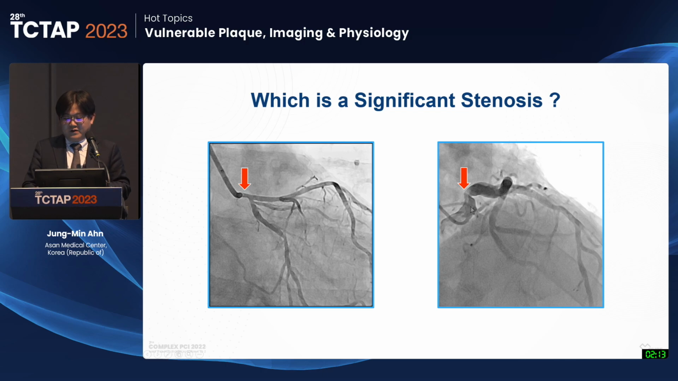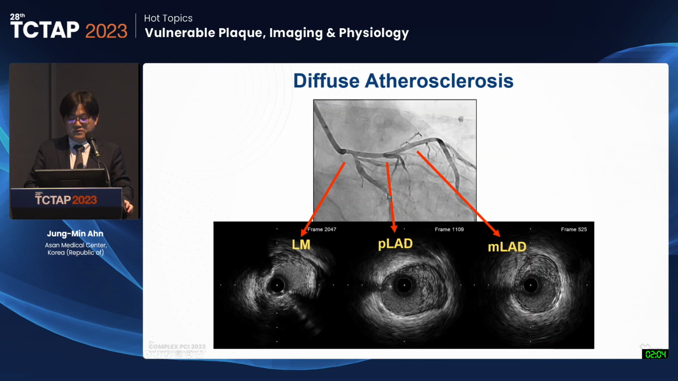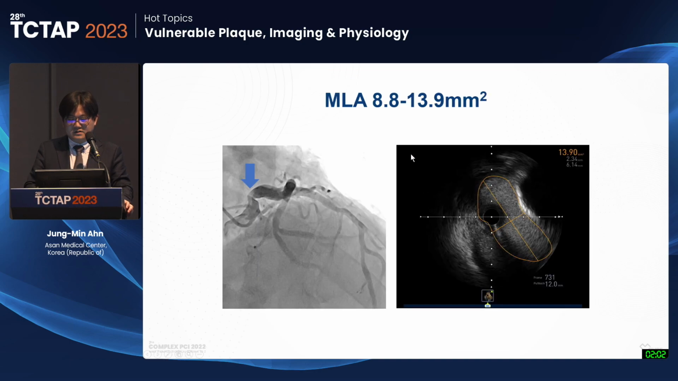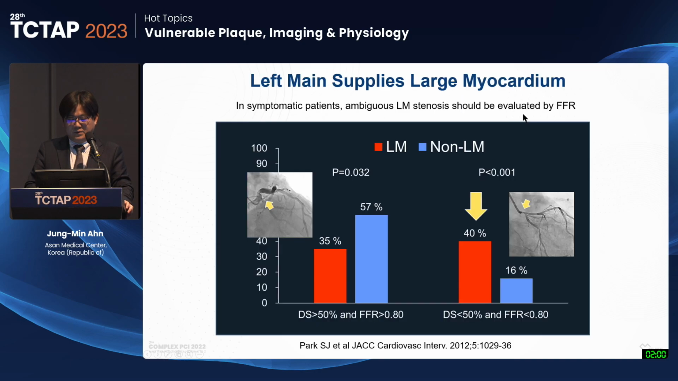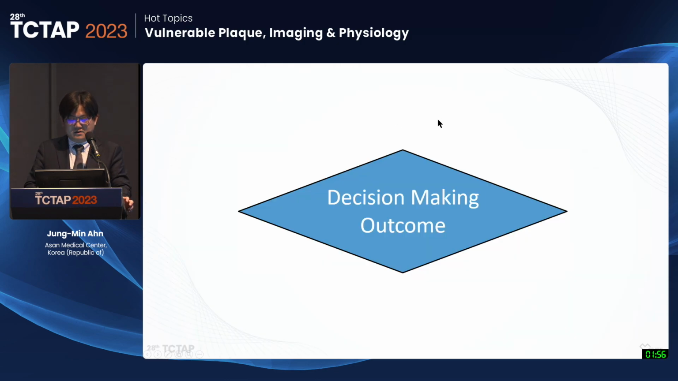But looking very tight, diameter stenosis is very tight, but when you measure the FFR, left is positive, right is negative because of the diffuse nature of coronary atherosclerosis. Inside the lumen is very big. So this is a common phenomenon of left main diffuse stenosis.